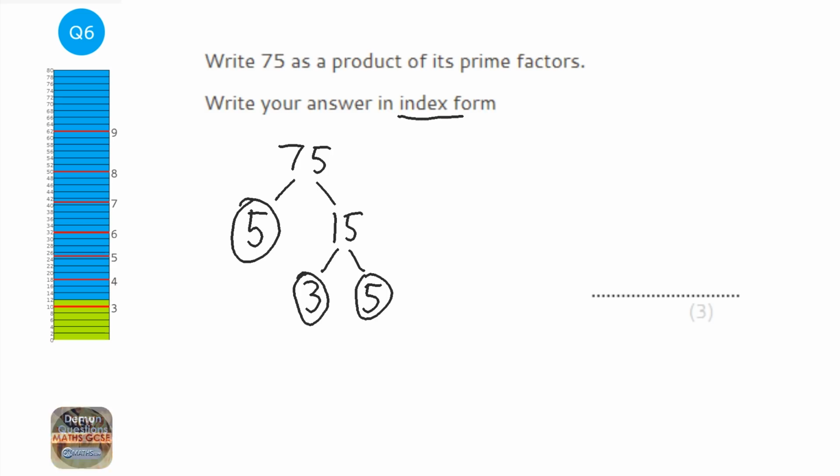Now it says it wants it in index form, so we're going to start off with 3, but there's no other 3's there, and write 3 times, and it's 5 times 5, which is going to be 5 squared. Now be careful to make sure that you've got the times there, and don't actually do 3 times 5 squared, because the answer will just give you 75.